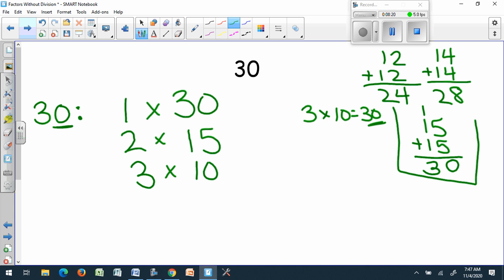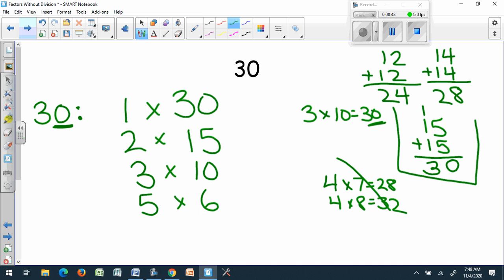Now 4, if I count by 4, I know that 4 times 7 is 28, and 4 times 8 is 32. So that does not work because I missed the number. 5, well, we talked about this 0 in the 1's place. I know that 5 is a factor because my fact of 5 times 6. And guess what? My next number would be 6, and I already wrote it down, so I'm done.